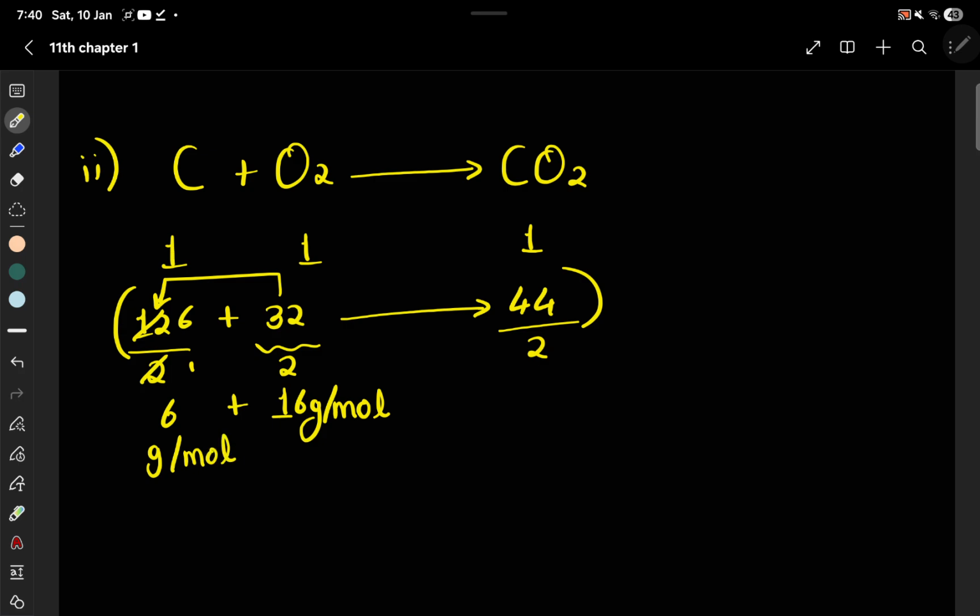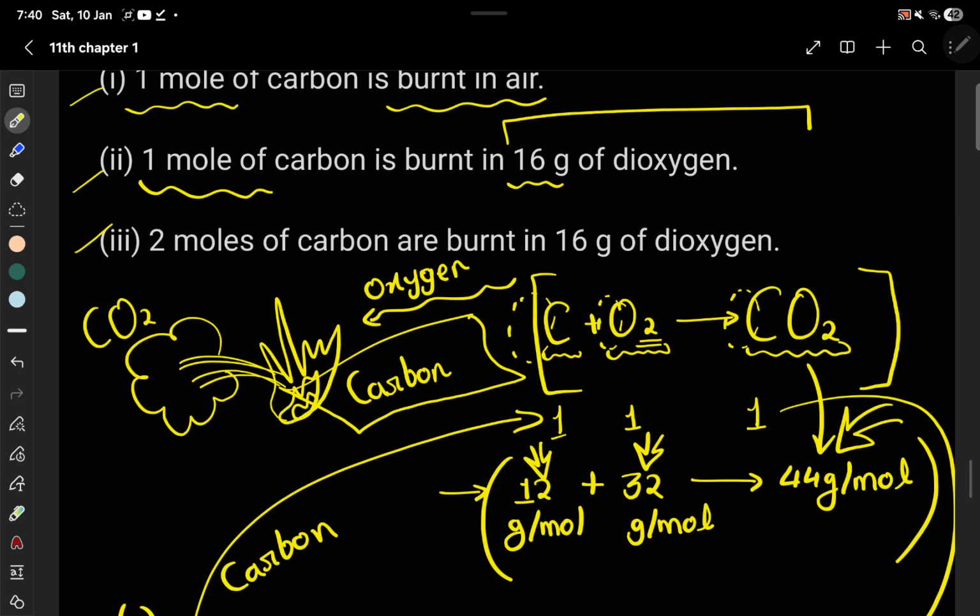So automatically our answer becomes 6, that 6 gram per mole of carbon is going to get required to burn 16 gram per mole of oxygen, or vice versa, we can say 16 gram per mole of oxygen is going to burn 6 gram per mole of carbon in air to produce just 22 gram per mole of carbon dioxide gas. And that's the answer of our second sub question.